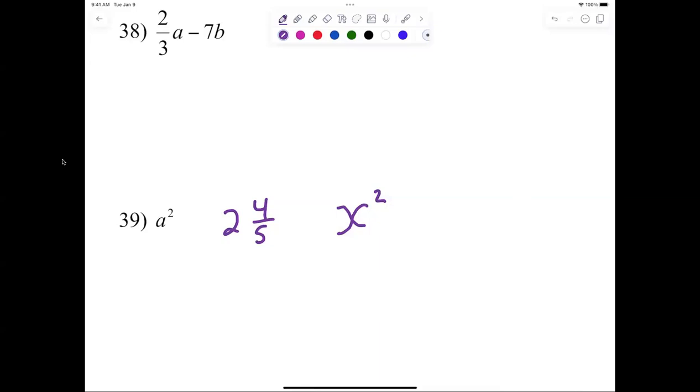2 4/5. Sarah, what did you get for 2 4/5 squared? All right. What did you get? Is it 7 and 21 over 25? You have to know how to read that calculator now. Yes, that's 7 and 21 over 25.